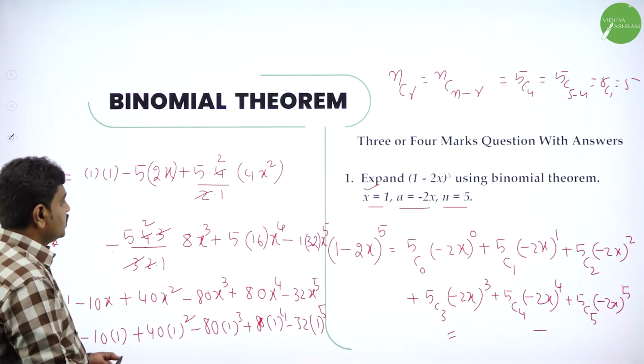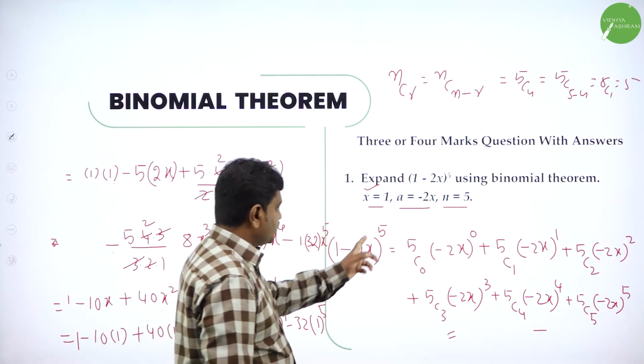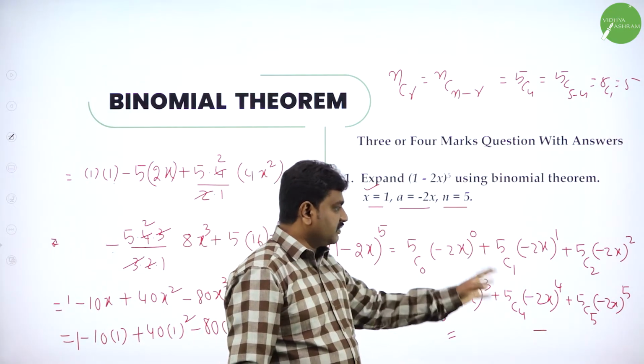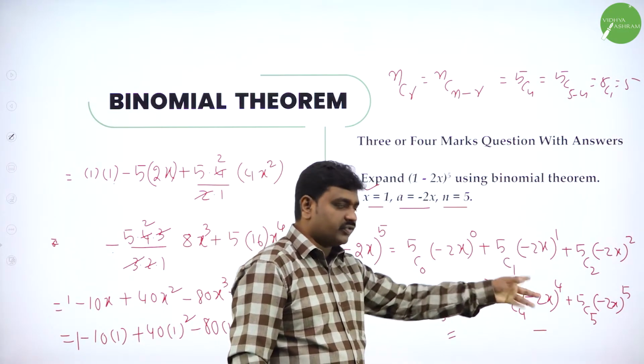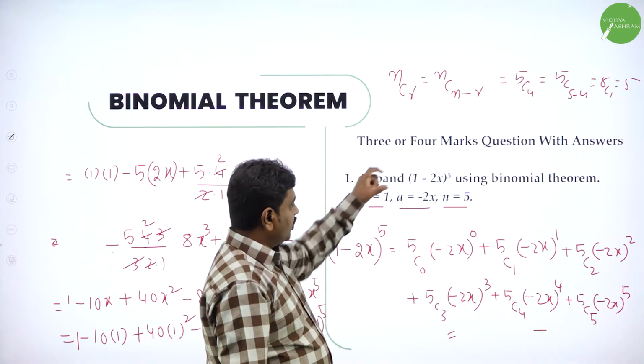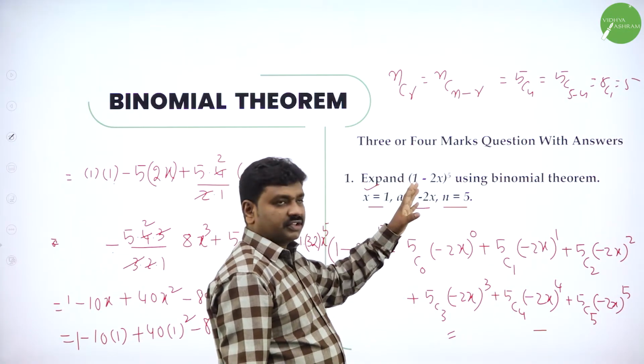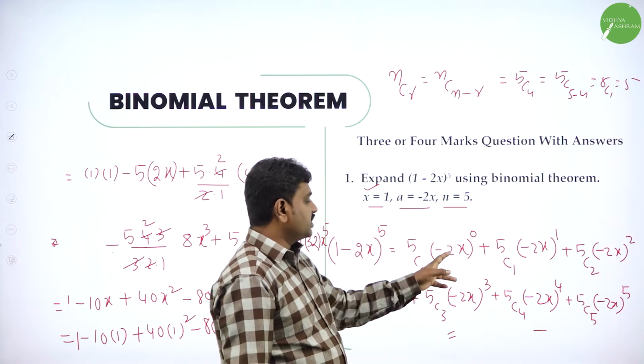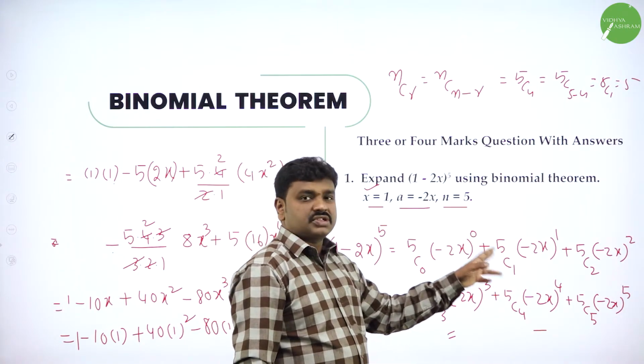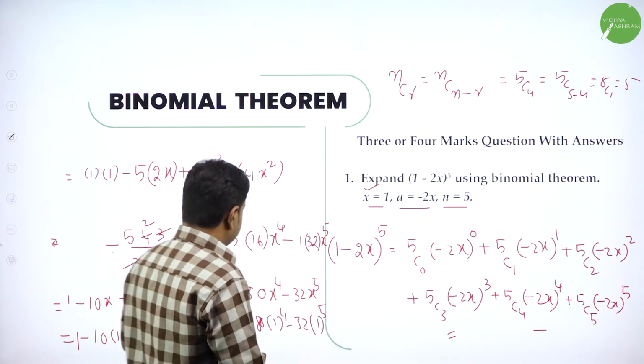So dear students, use the binomial theorem. (1 minus 2x) power 5, 5c0, 5c1, 5c2, 5c3, 5c4, 5c5. Then 1 power anything if you take or not, it is same. So I am taking second term. Second term minus 2x. Powers you start from 0, 1, 2, 3, it increases. Simplify.